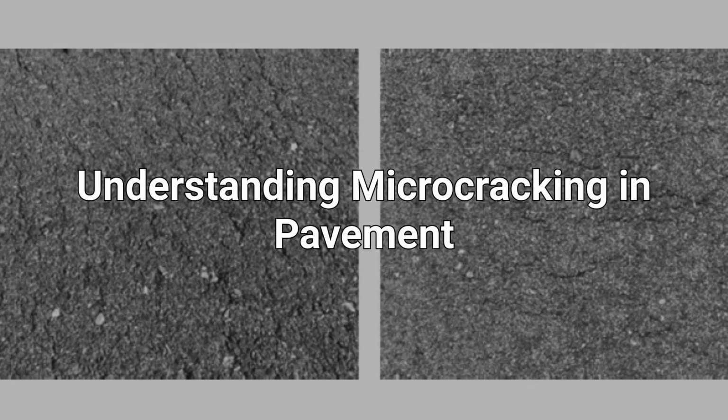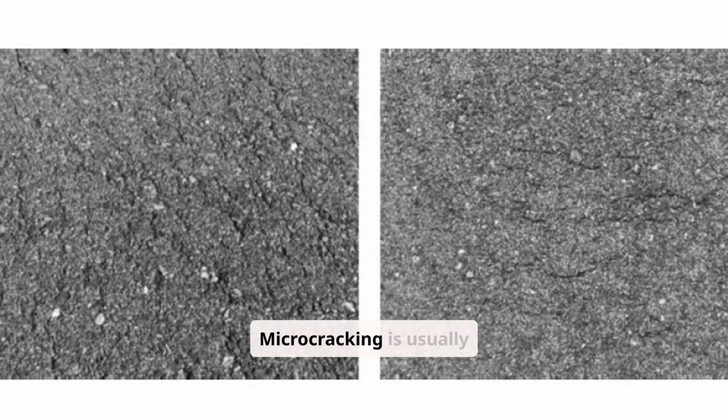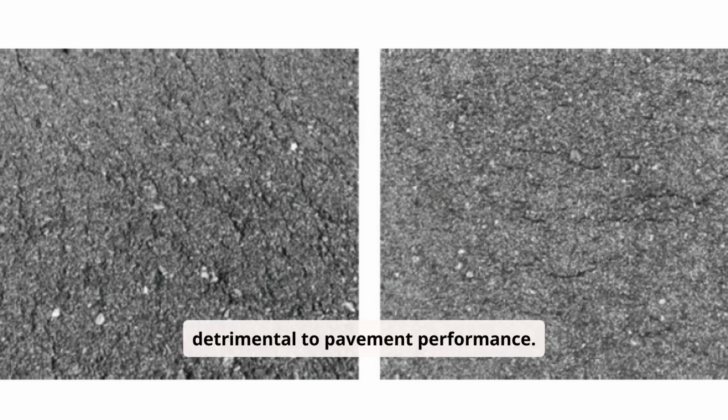Understanding microcracking in pavement. Microcracking is usually 1 to 3 in, 25-75 mm long and 1 to 3 in, 25-75 mm apart, and appears on the mat surface during compaction of cold mat, as shown in the figure. Microcracking is usually shallow, small, and not so detrimental to pavement performance.